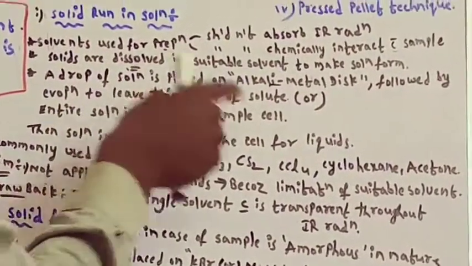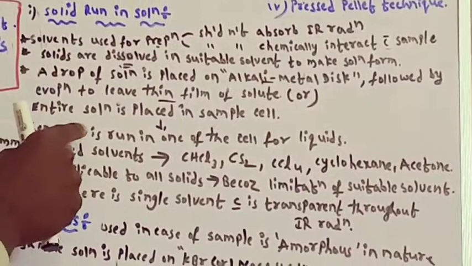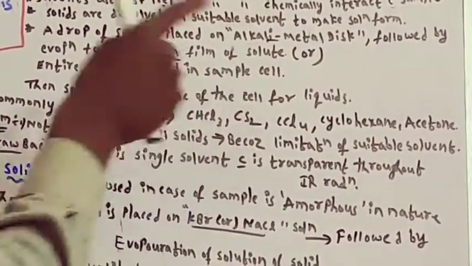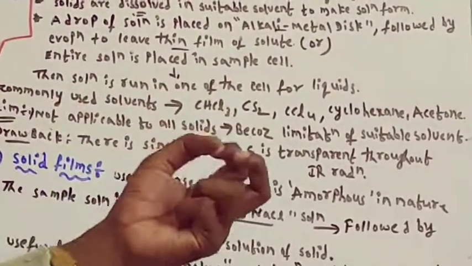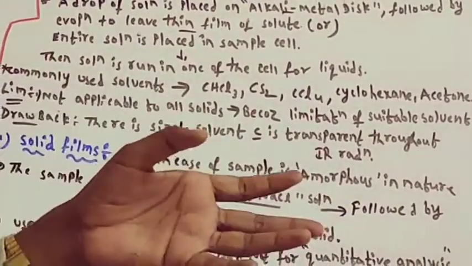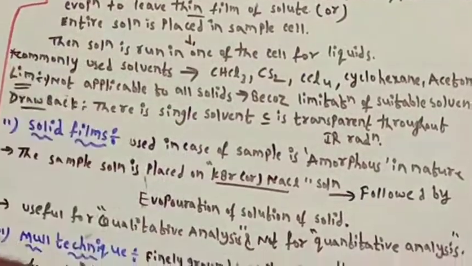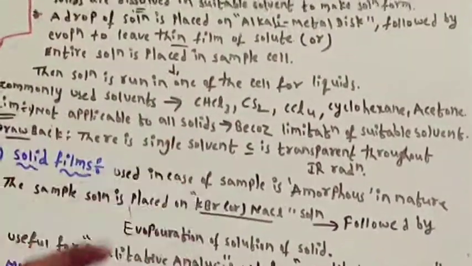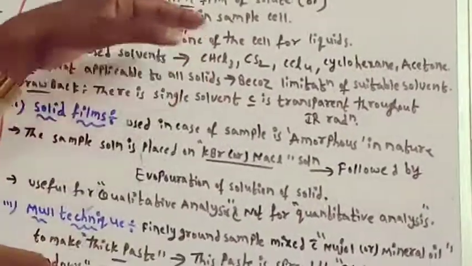The entire solution is placed in the sample set, so the solution is run in one of the cells for liquids. Then we have to run the spectrum. Okay, then we have to start the instrument. After starting the instrument, the IR radiation will fall onto the sample cell. Okay, that is the thing.